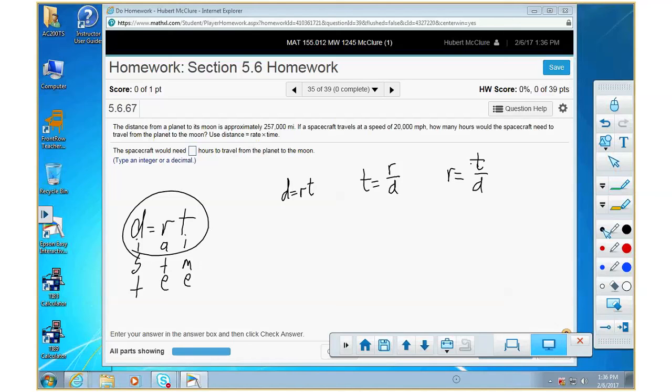So what are you given here? What is this? That's the distance. What is this? So if you have the distance and the rate, which formula are you going to use? The second one. T is equal to 20,000 divided by 257,000. I'm sorry, D divided by R. It's supposed to be D divided by R.